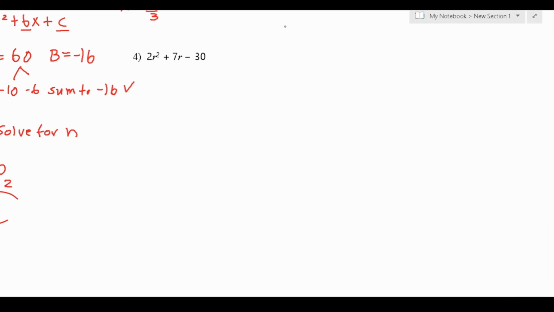All right, for number 4, we have 2r squared plus 7r minus 30. According to the first step in the Australian method, we first want to identify a times c, which is going to be 2, which is a, times negative 30, which is c. 2 times negative 30, of course, is negative 60. And we also want to identify our b, which is going to be positive 7. And now we're looking for two factors of negative 60 that sum or add to positive 7.